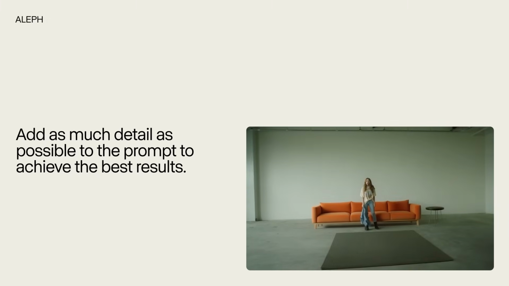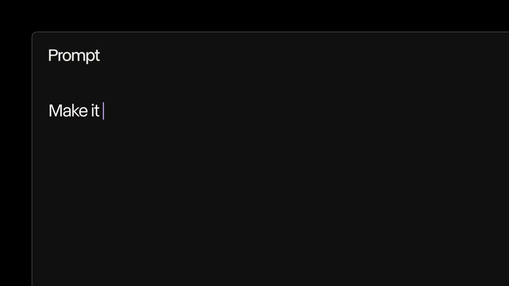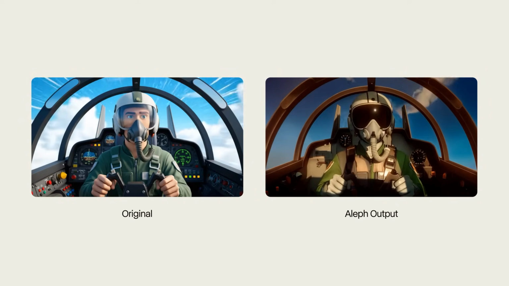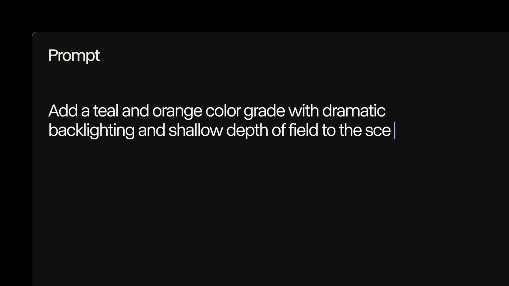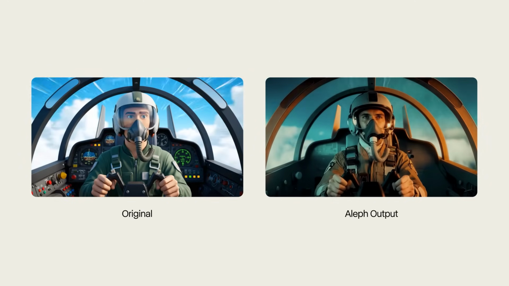When prompting Aleph, it's helpful to try and include as much detail as possible so the model knows exactly what you're trying to achieve. For example, if we just prompt for make it cinematic, we get a result that looks like this. It's definitely cool, but it's not specific. Changing the prompt to how we want to make it cinematic will pull your results even closer to the vision that you have in mind, so be direct and specific about the request.